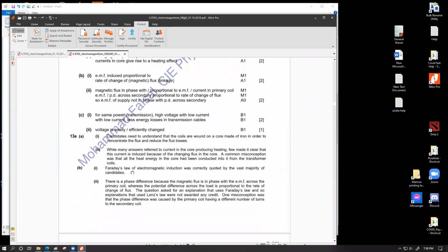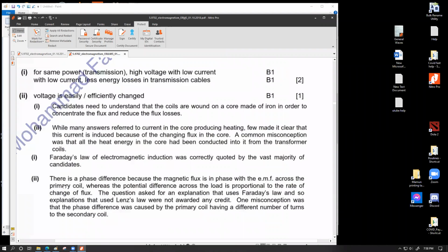Examination report, B2: there is a phase difference because the magnetic flux is in phase with the EMF across the primary coil, whereas the potential difference across the load is proportional to the rate of change of flux. The question asked for an explanation that uses Faraday's law, and so explanations that use Lenz's law were not awarded any credit because this question was precisely asking for Faraday's law.